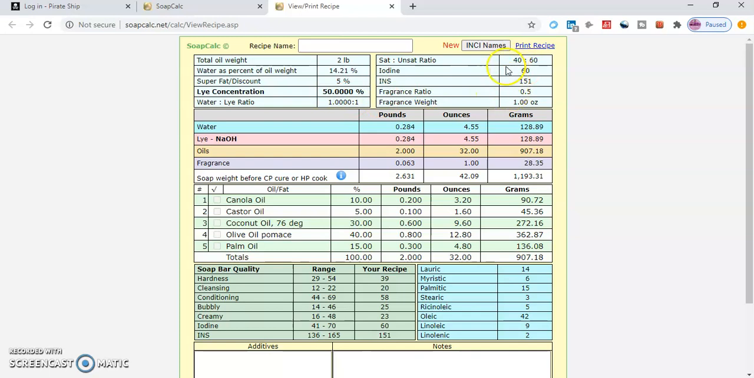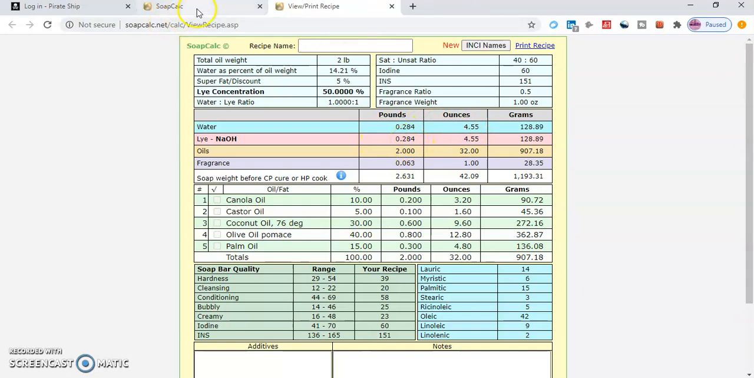You notice these numbers right here are consistent. These numbers right here are consistent. But look at this. Our water changed. So we have 4.55 ounces of water, or 4.55 ounces of lye. Now, if you're using grams or pounds, you can see that both of these numbers are the same. But case in point is, you notice how this changed, okay?